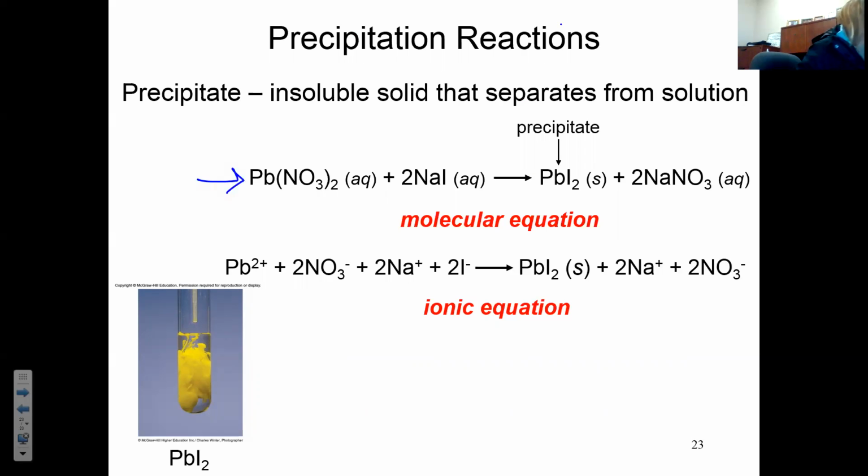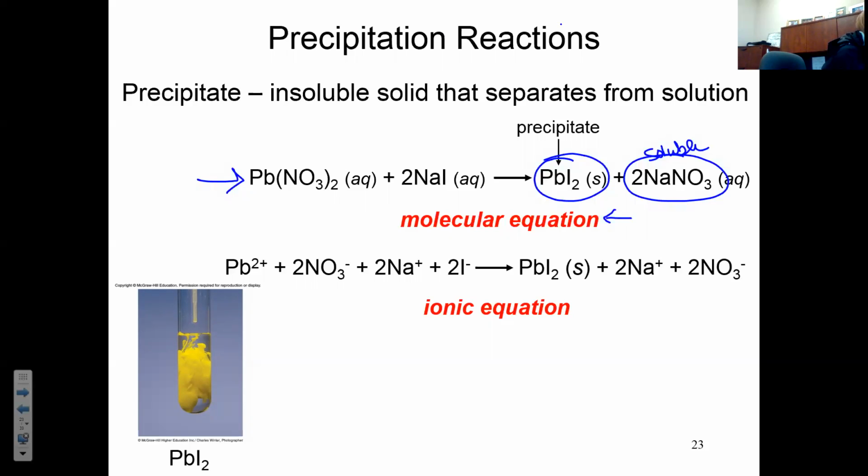Now with the molecular equation, you obviously see that they switched partners. So the Pb is now with the I, and the Na is now with the NO3. So they switch partners, but we need to see what is soluble and what is not soluble. If we go and look, we find out that this one is insoluble, and this one is soluble. Soluble means it breaks down. So this is a molecular equation.